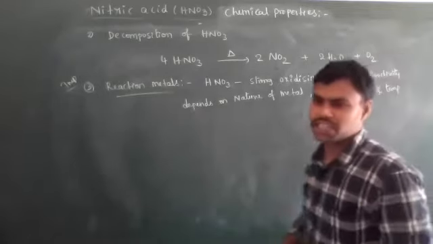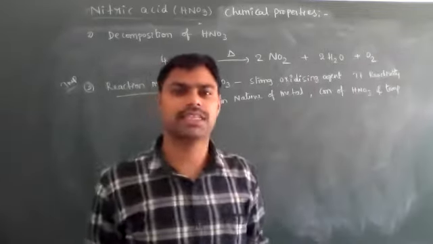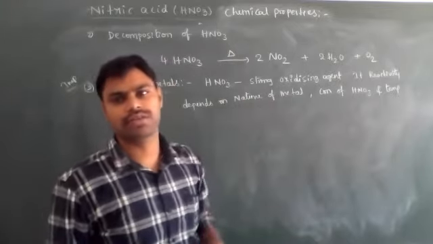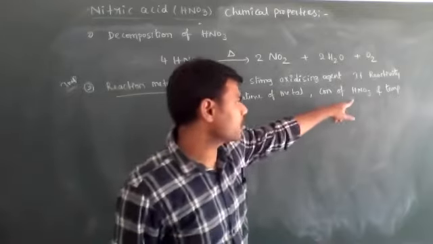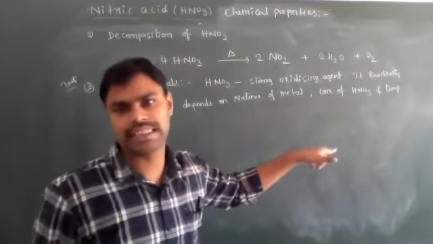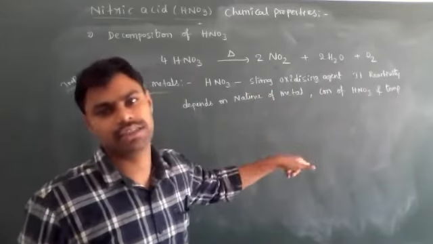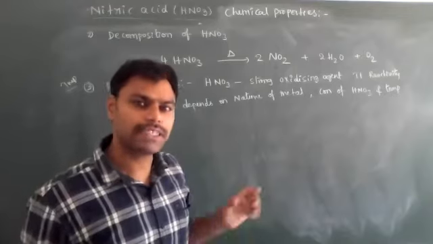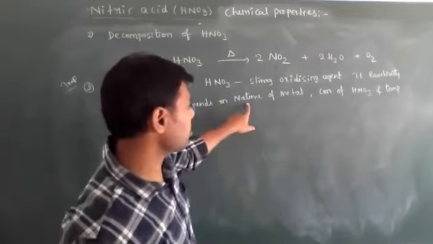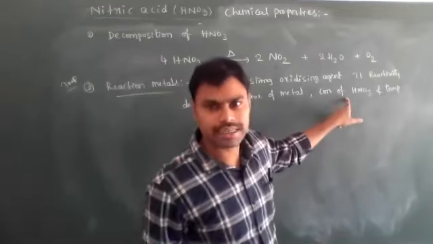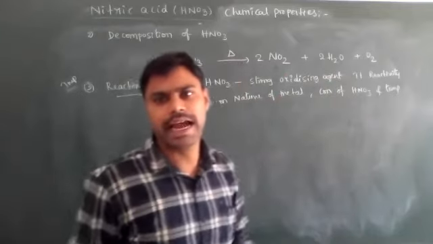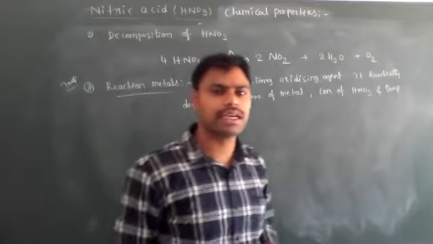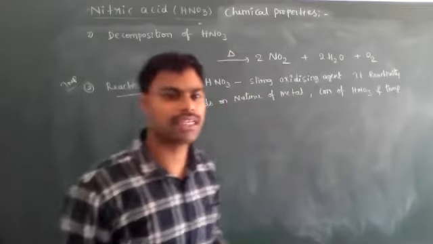If the concentration is changing, then the products will change. Or if the nature of the metal is changing, then the products will change. HNO3 acts as a strong oxidizing agent and itself undergoes reduction, so the reduction product will change. The reduction product of HNO3 mainly depends on the nature of the metal, the concentration of HNO3, and temperature.